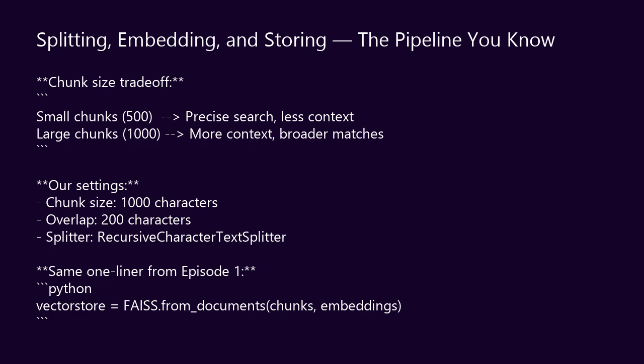There's always a trade-off. Smaller chunks mean more precise retrieval but less context. Larger chunks mean more context but potentially less precise matches. 1000 with 200 overlap is a solid default for most production systems. After splitting, we embed and store everything in one line, same as before.